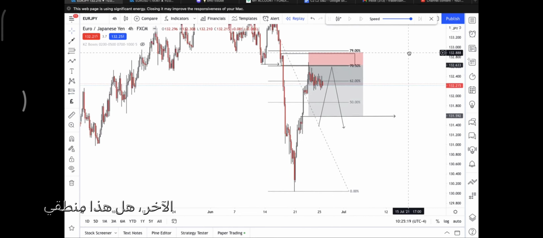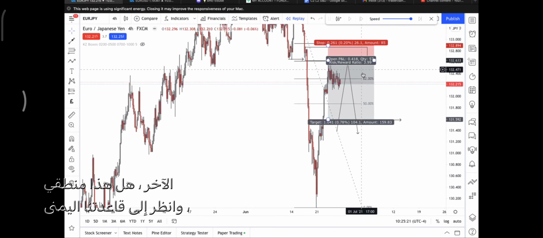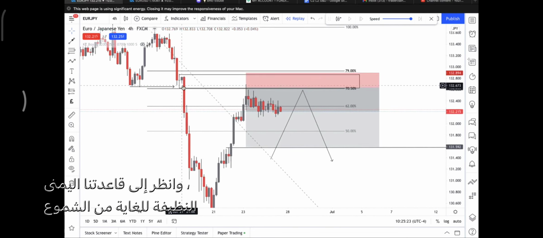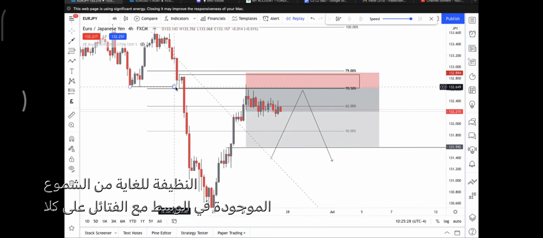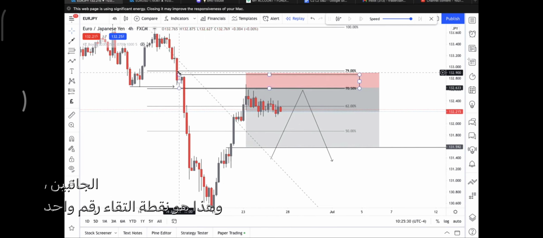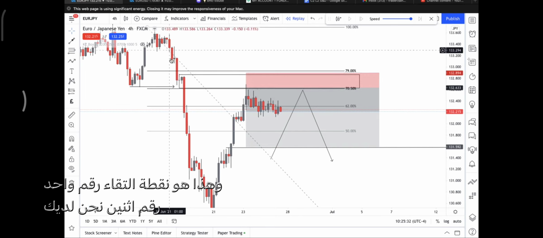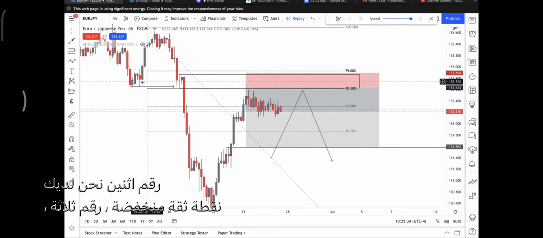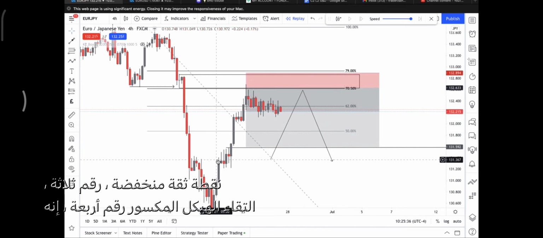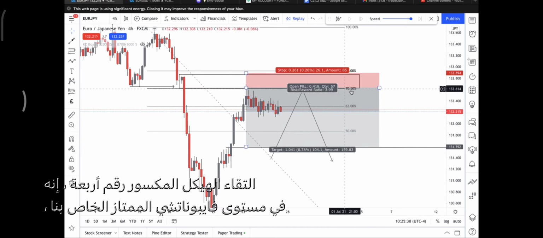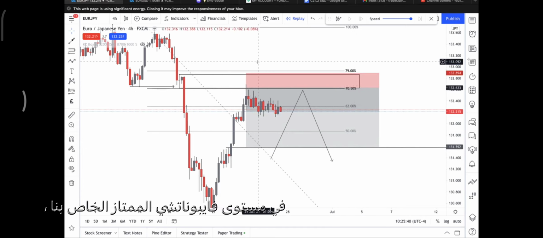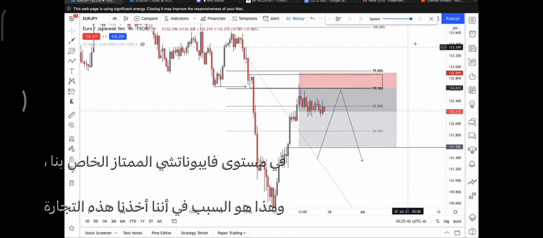Now does that make sense? Look at our base, right? Very clean indecision candle. Bodies right in the center with wicks on either side. That's confluence number 1. Confluence number 2, we have a drop base drop. Confluence number 3, broke structure. Confluence number 4, it's in our premium fib level, right? That's why we took this trade.